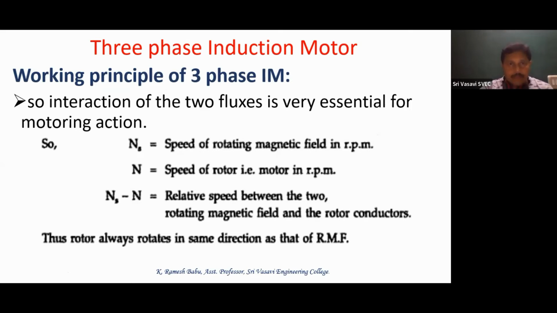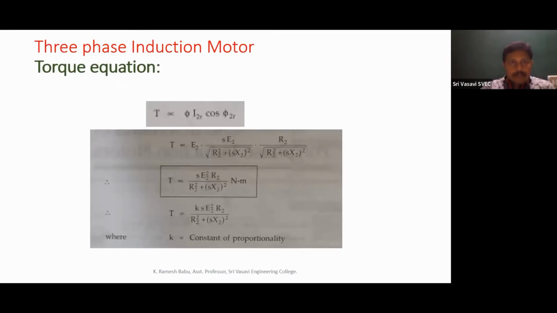Next, the torque equation. Torque is defined as the turning or twisting moment of a force about an axis. In a three-phase induction motor, the torque mainly depends on the rotating magnetic field, that is the flux produced in the stator, the rotor current in running condition, I2R, and the power factor of the rotor circuit in running condition, cos phi 2R. Therefore T is directly proportional to phi I2R cos phi 2R.